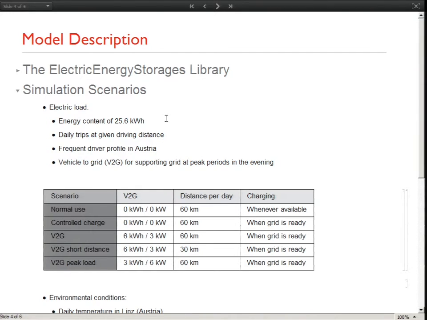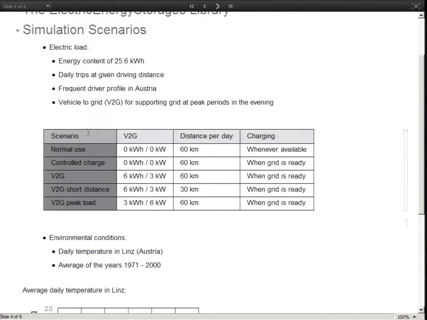And for some scenarios, which I'll explain in a second, we considered the vehicle-to-grid scenarios for supporting the grid, as I said, at peak power periods. So those are the 5 scenarios we simulated. The normal use scenario doesn't use vehicle-to-grid and is a kind of reference scenario. So we drove about 60 kilometers per day, and we charged our battery whenever the grid was available. So either when the person was at work or when the person was at home.